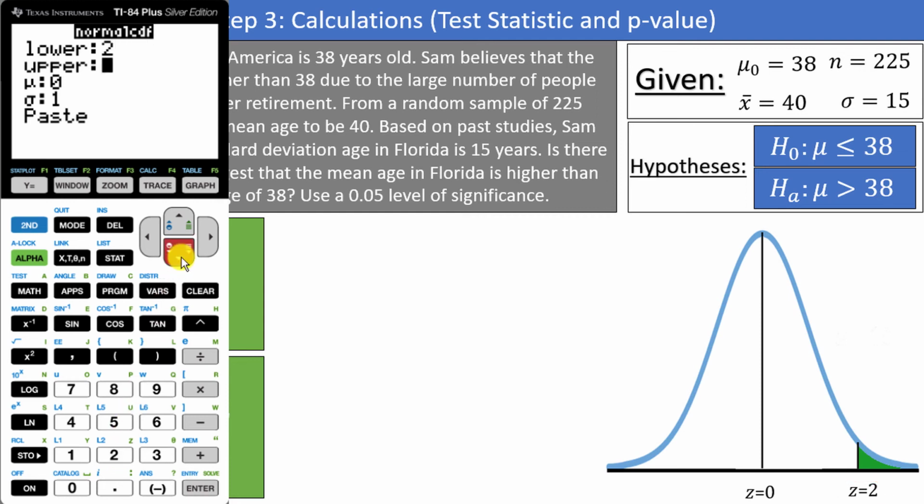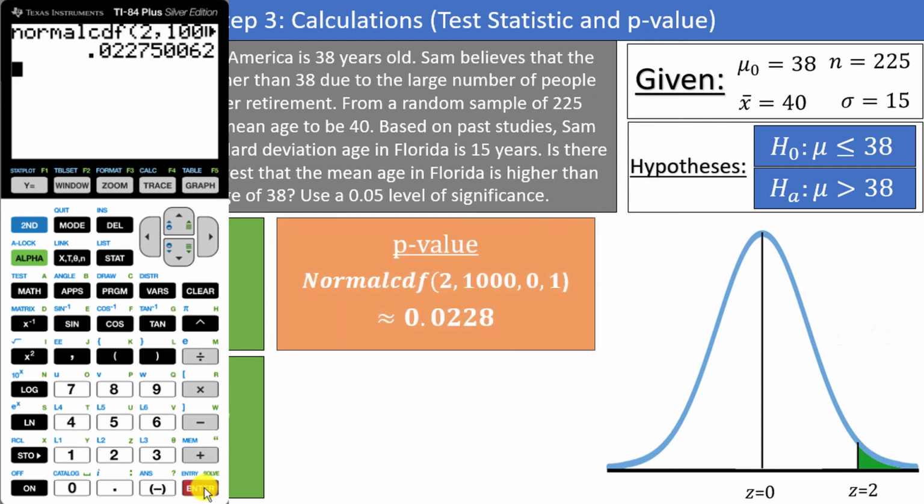The shaded area technically goes off into positive infinity, but if we put a very large number, like 1,000, that represents 1,000 standard deviations, and will be plenty large enough. Leave the mean at 0 and the standard deviation at 1 for the standard normal z distribution. Scroll down and press paste. On a TI-83 calculator, match this output. Normal CDF, 2, 1000, 0, 1. Press enter and we get the p-value of 0.0228.